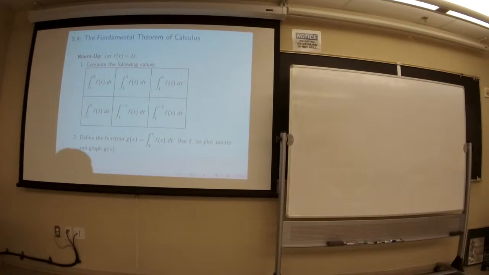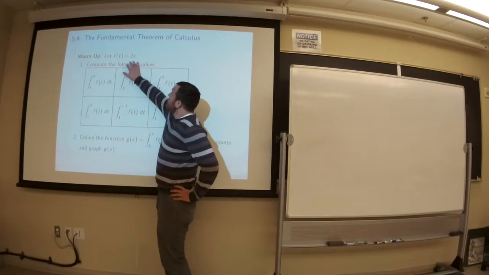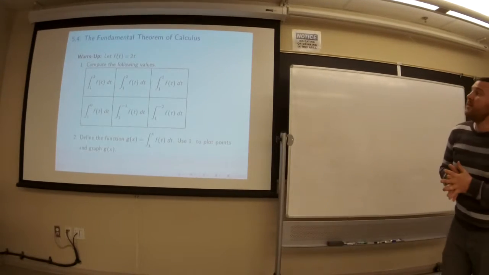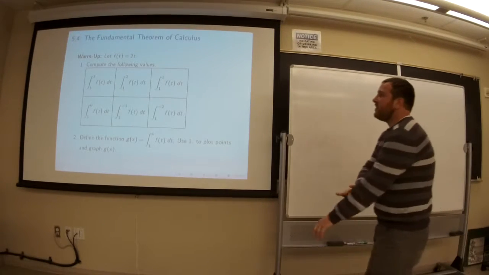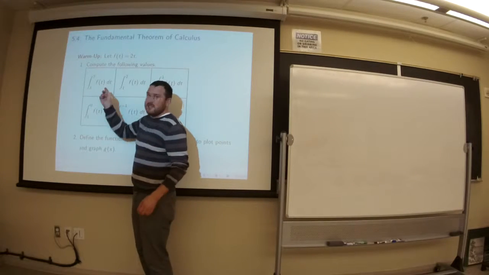Okay, so why don't you go ahead and start with this warm-up. So we'll take the function f of t to be just a line of slope 2 that goes through the origin, 2t. And then we're going to compute 6 definite integrals. So first of all, the integral from 1 up to 3 of f of t dt.